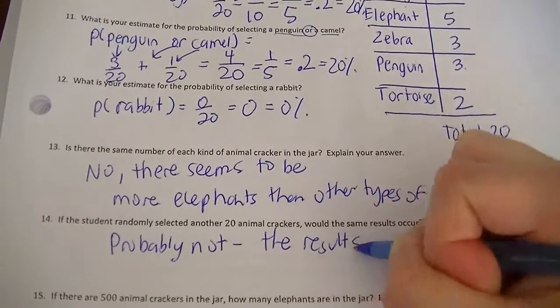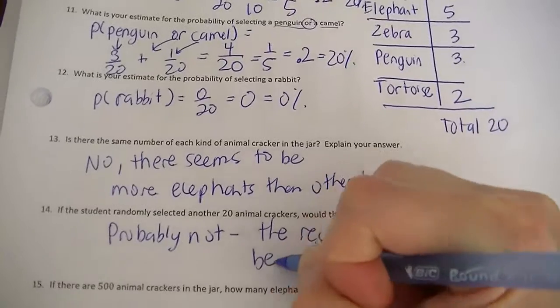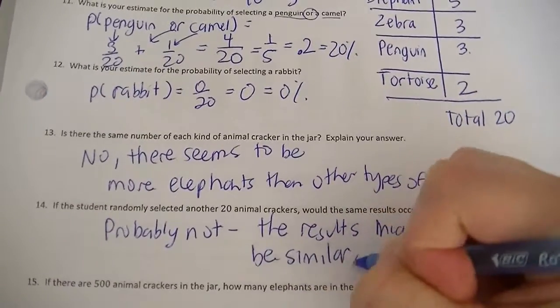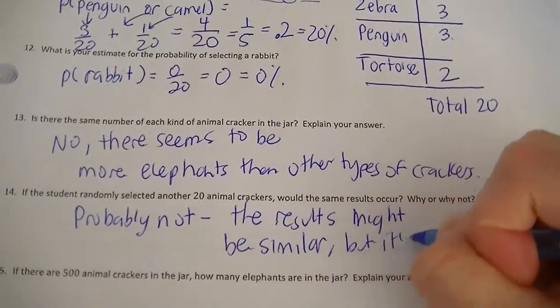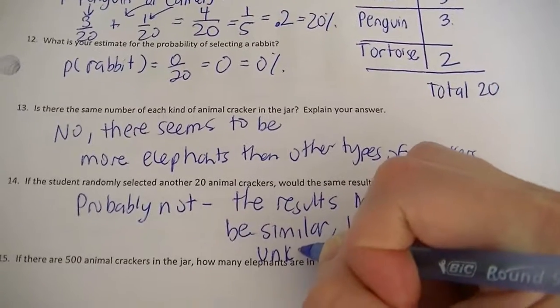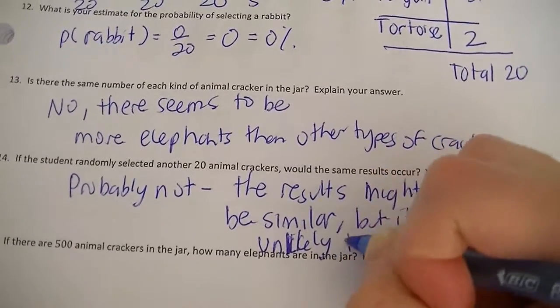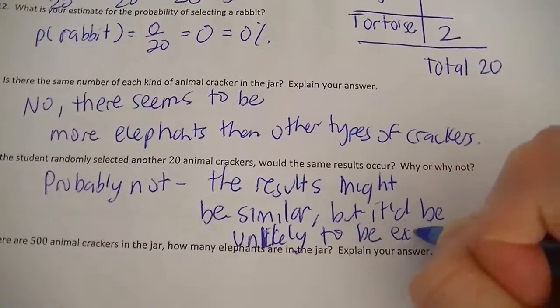And you can put this in your own words too. Make sure this makes sense to you. Oops, I can't spell. Unlikely to be exactly the same.